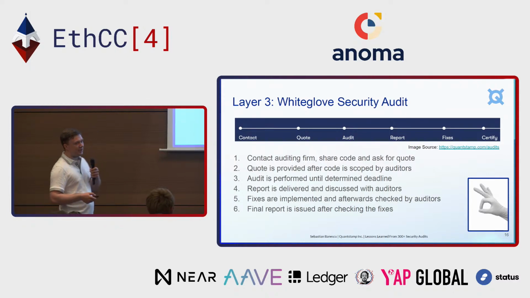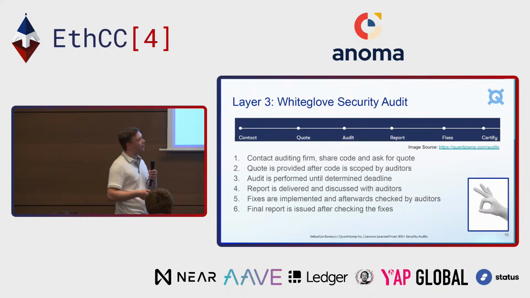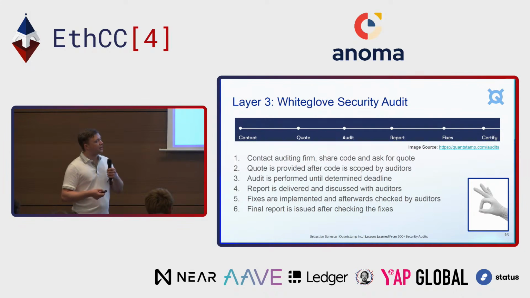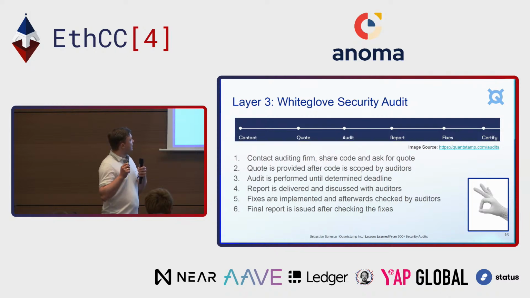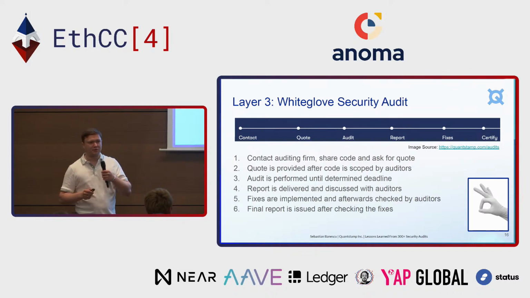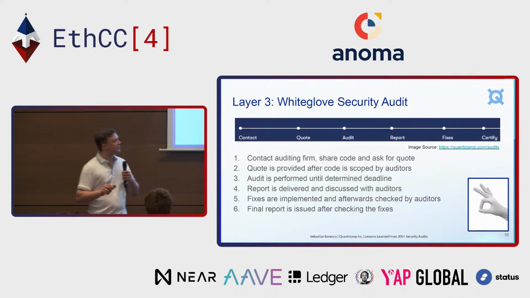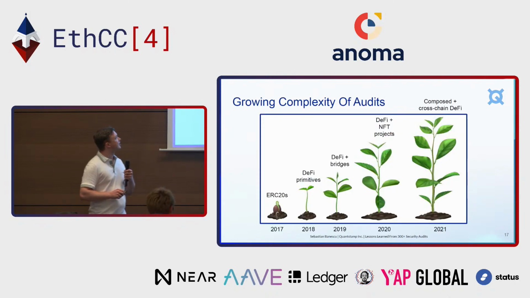So the process that we use at Quantstamp is first you're contacted by an auditing firm, or you contact the auditing firm. You share the code and you ask for a quote. The auditors are going to scope it and send you the quote. The audit is performed. The report is delivered. Afterwards, you have time to discuss the report and implement the fixes. After the fixes are implemented, the re-audit is performed and the final report is issued. Now, we're going to go through lessons learned in each of these parts because the process is quite simple, but the devil is in the details.